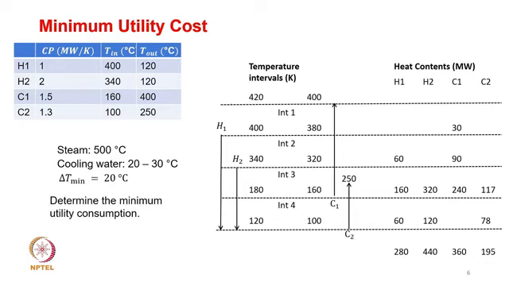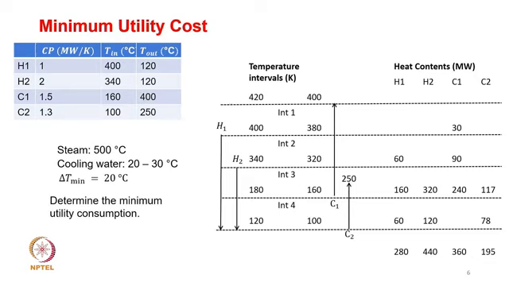And the utilities are available. There are two utilities. The hot utility is of course the steam, available at 500 degrees C, and cooling water available at 20 to 30 degrees C. What we are interested in now is minimizing the utility cost. We don't want to use too much utility energy in this entire heat exchanger design.